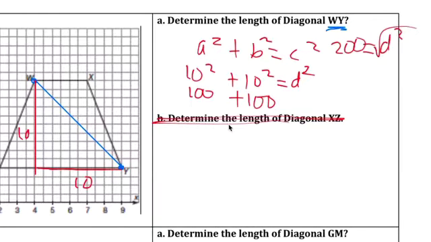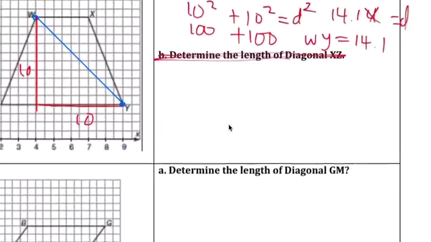Take the square root of that. Square root of 200 is 14.14. So it's 14.1 is D, which is WY equals 14.1.